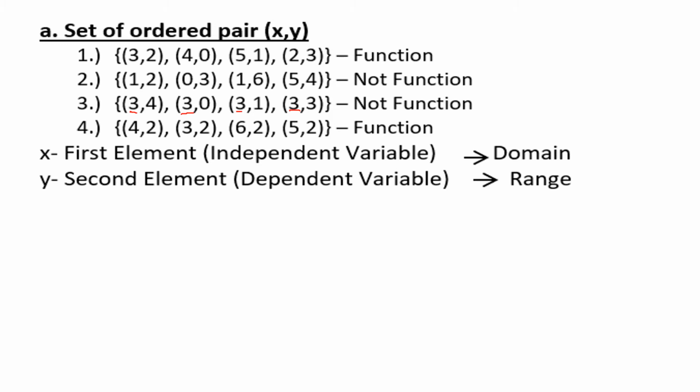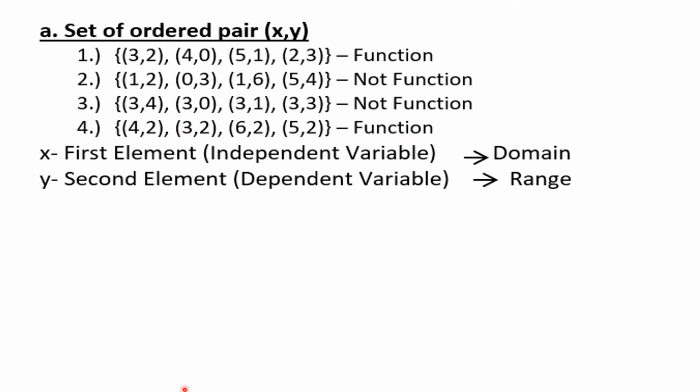Next, let's proceed to example number 4. Here we have a set of ordered pairs. The input is 4, then our output is 2. The input here is 3, the output is 2. The input is 6, output 2. Input 5, output is 2. So it is still a function.